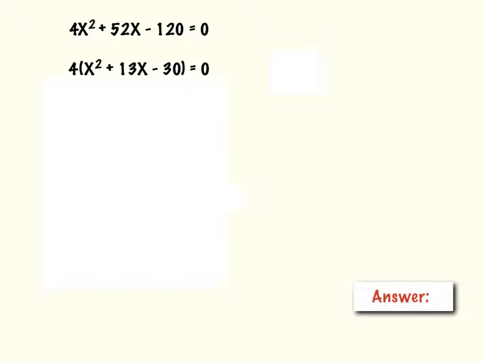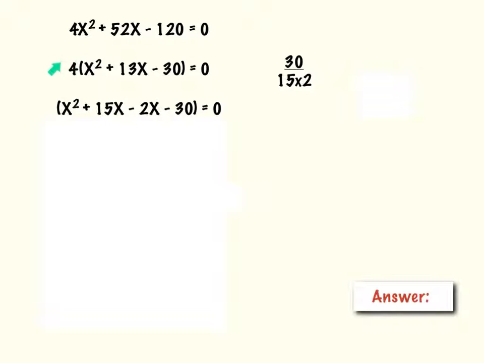In order to factor my trinomial, I'm going to need two numbers that multiply to negative 30 and subtract to 13. So I want to come up with numbers that multiply to 30 and subtract to 13. Those two numbers are 15 and 2. So I'm going to take the x squared and bring it down. I'm going to bring down the minus 30, and I'm going to rewrite that middle as 15x minus 2x, giving me x squared plus 15x minus 2x minus 30 equals 0.